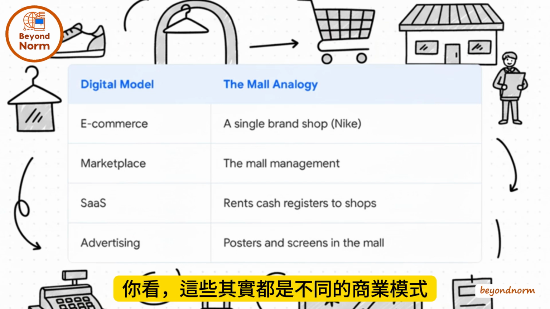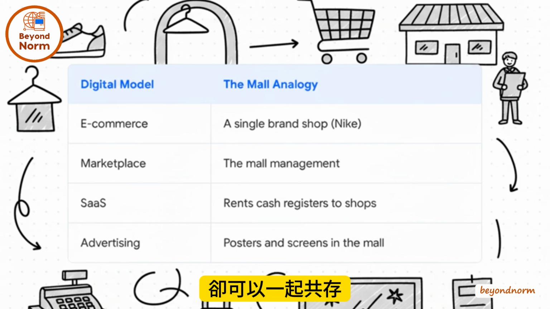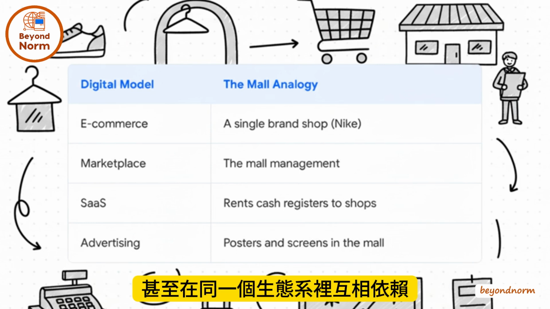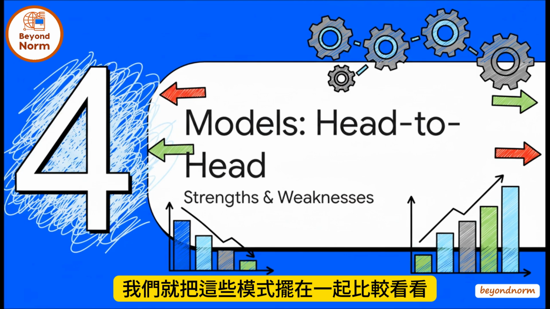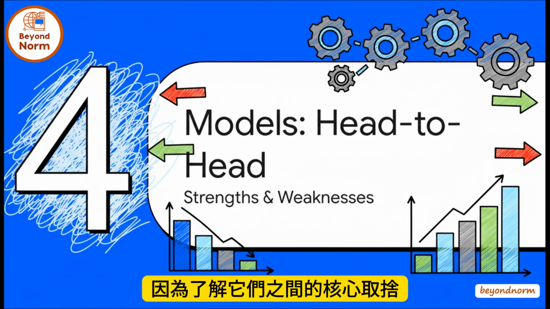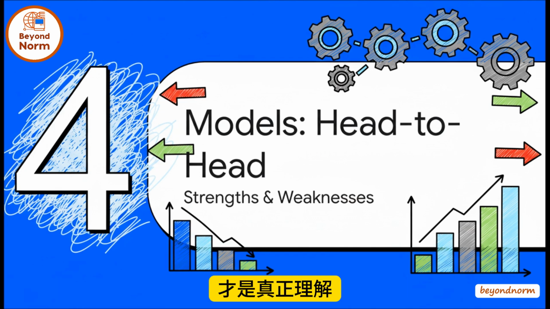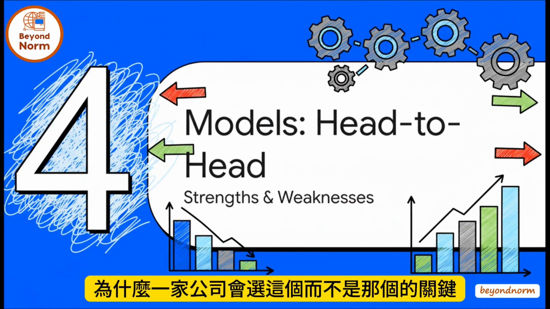You see, they're all distinct models, but they can all coexist and even depend on each other in the same ecosystem. Now that we've got that clear picture in our heads, let's put these models right up against each other. Because understanding their core trade-offs, that's the real key to understanding why a company would choose one over another.